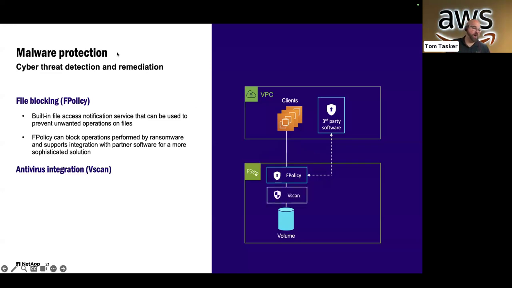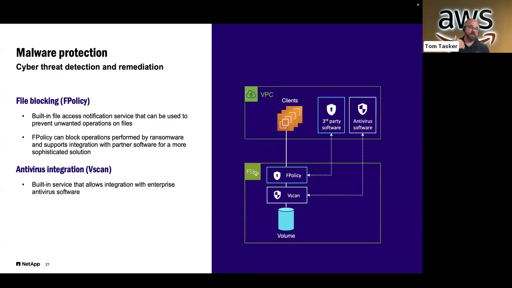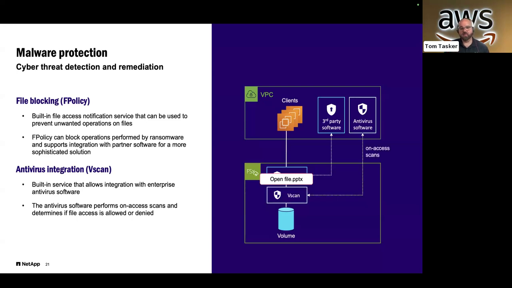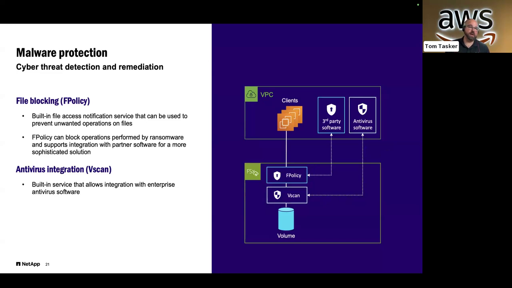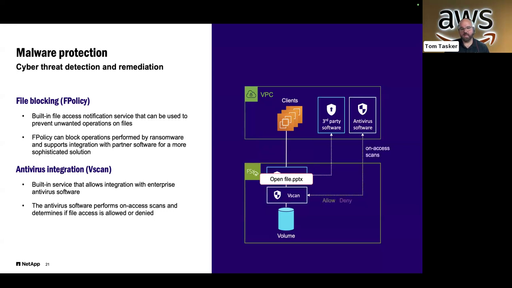Table stakes for any environment, goes without saying, of course, is antivirus integration and vScan. And this is where ONTAP just does what it's been doing for decades. You go to open a file, and it will do an on-access scan using your antivirus software of choice. If the antivirus software scans it and doesn't like the look of it, it's going to give a deny. It's going to allow those layers of protection as well, and the antivirus software is going to take those remedial actions.